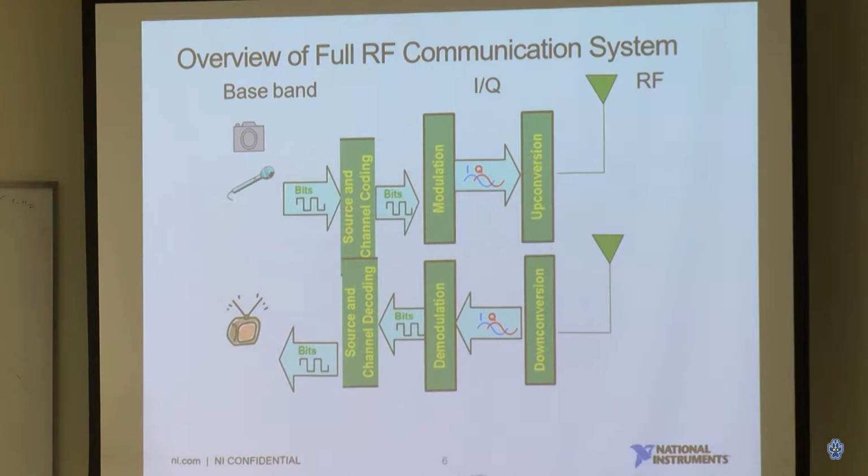So how does a simple full RF communication system work? We always start with the baseband. Baseband means the low frequency signal, like an analog signal, and we digitize it, do source and channel coding, and after that we do the modulation. Modulation can be I and Q signals, and we do up-conversion through the antenna. On the receiver side, we use the antenna to receive the signal, do down-conversion and demodulation, and get back to the digital signal and then back to analog. So it's the whole system from baseband to high frequency, and receiving from high frequency back to low frequency.